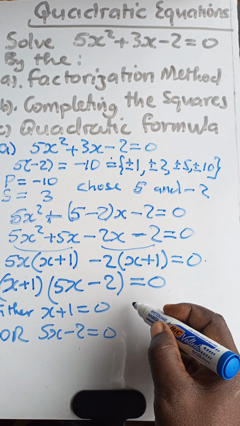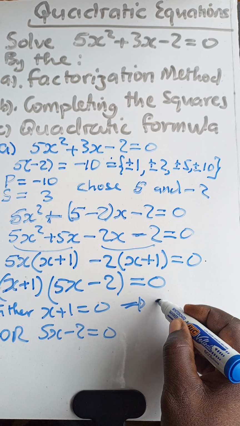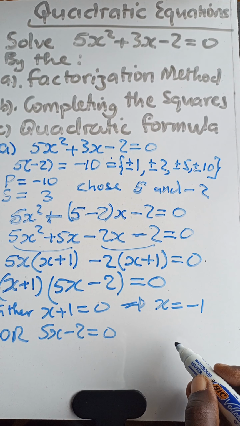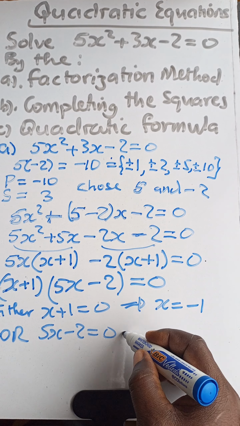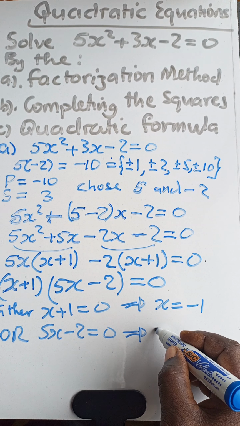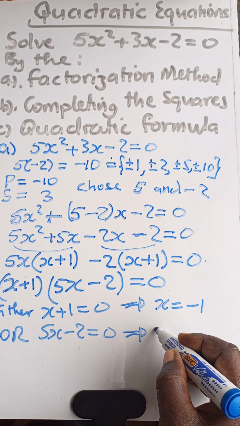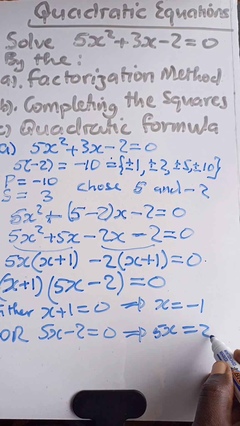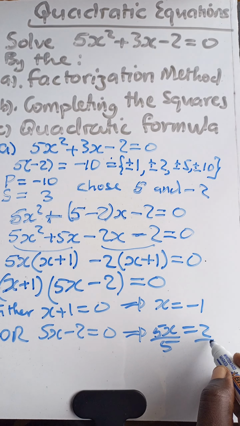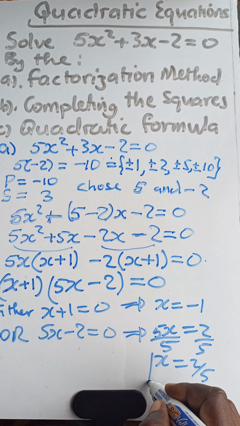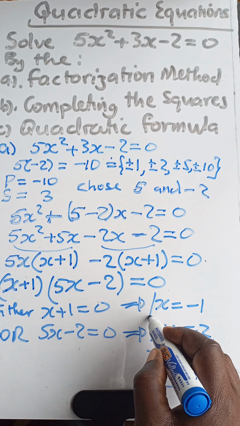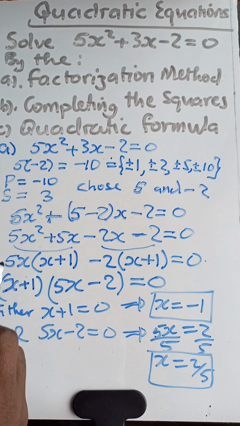Now, if x plus 1 is 0, that implies that x is negative 1. And if 5x minus 2 is 0, that implies that 5x is equal to 2. We'll divide both sides by 5. We have x is equal to 2 all over 5. So these are the two solutions for that quadratic equation.